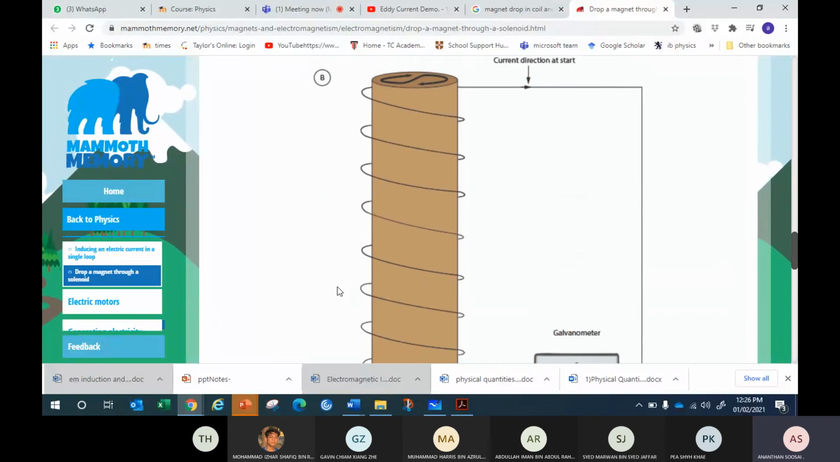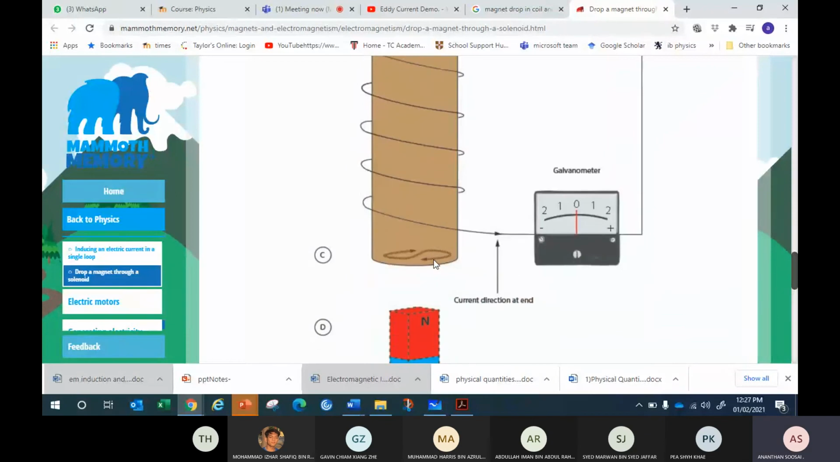Okay, so this is what we discussed. In the longer one, when it travels inside, there is no change in flux, so no EMF. Okay, any questions from here? Okay, no questions.